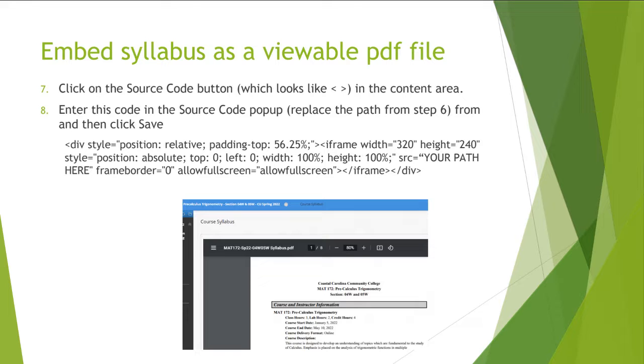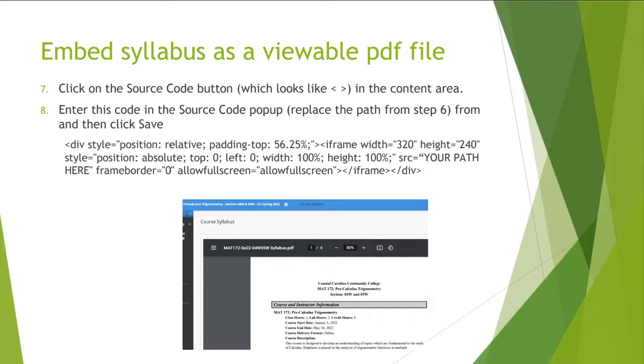All you have to do is, in capital letters, it says your path here. Okay, and so you just replace that with the path that we found from that previous slide, where it says relative URL or whatever it was. You just copy and paste that in there, and then simply hit save, and then suddenly you've got a PDF that you can view on your course page.